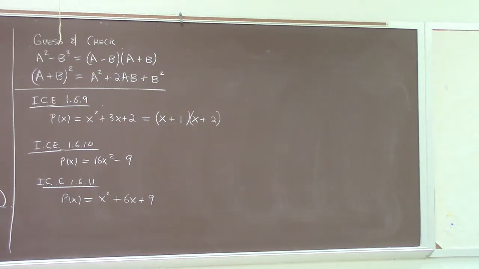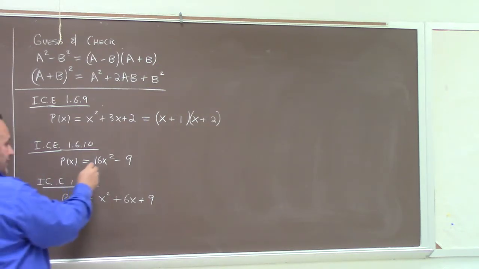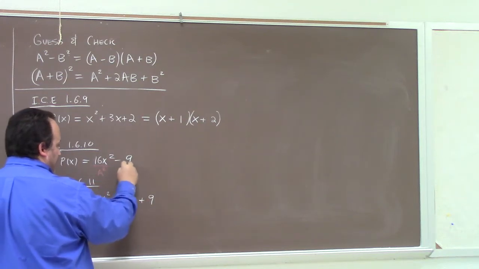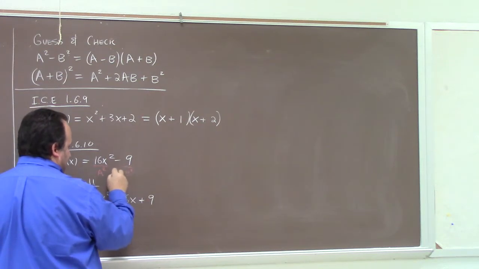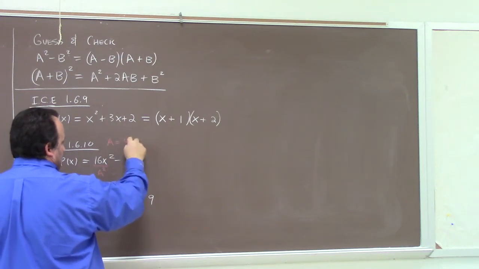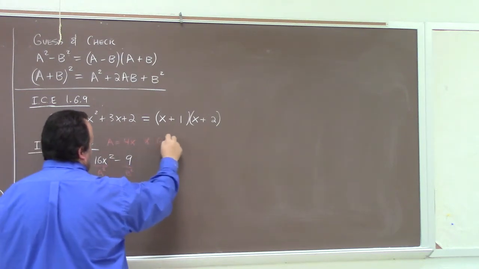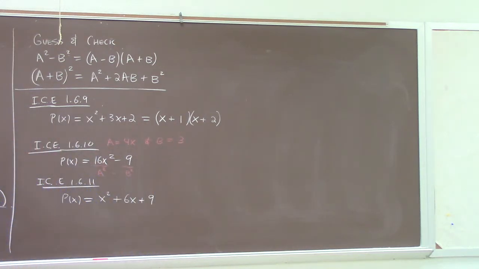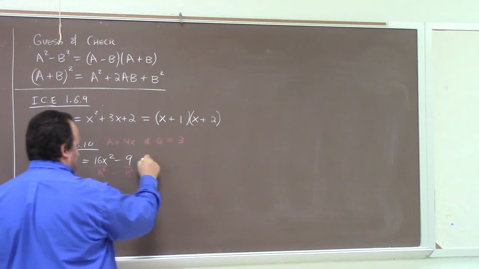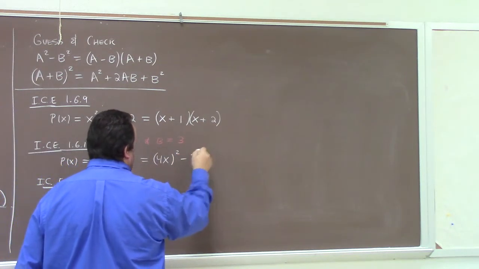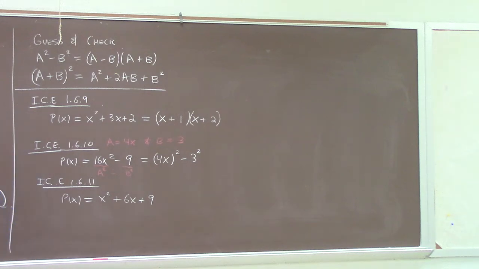This next one, the way I think about it is this is my a squared, and this is my b squared. So what I'm looking at is a squared minus b squared, where a is equal to 4x and b is equal to 3. See, this is equal to 4x squared minus 3 squared, right? And so I can use the difference of squares to factor that.